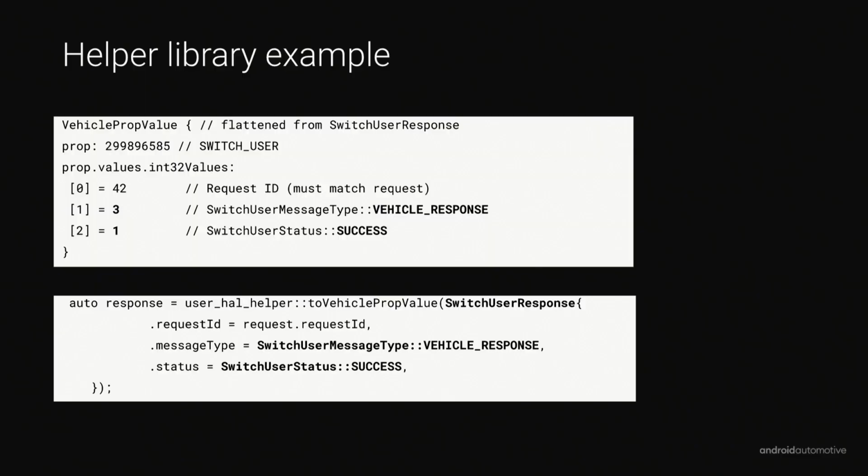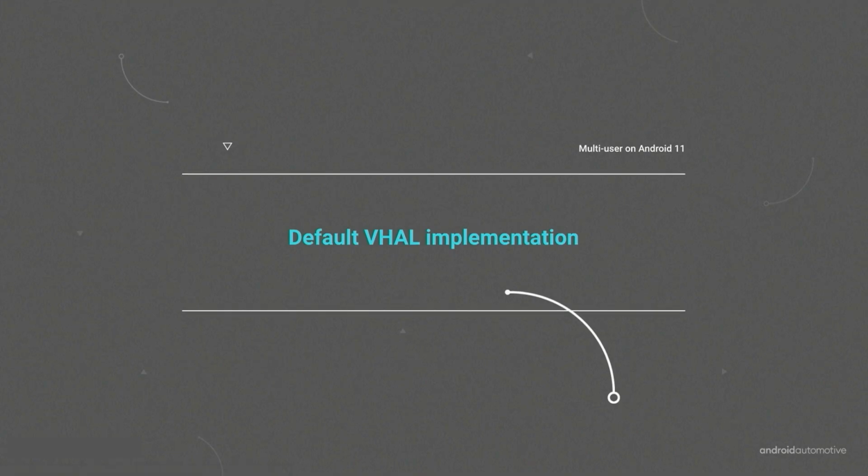So rather than pass this value 4231 directly, knowing that you have to put that in that order, you just create a switch user response, which is an object defined by types of HAL. Then you set the request ID to the same request ID you get from the request. Then you can use the enum constants for message type and status. Then you call toVehiclePropertyValue to convert that to a vehicle property value.